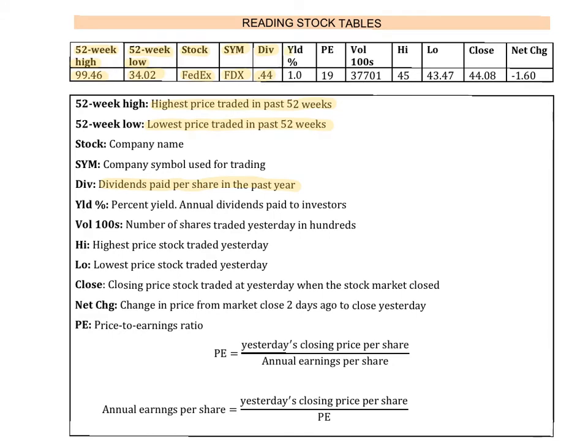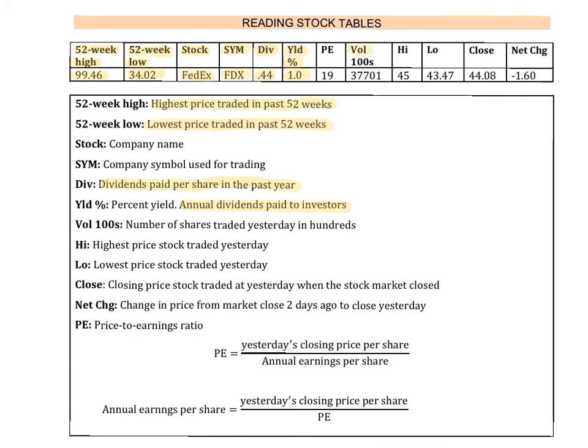The percent yield, so YLD percent, that's the percent yield. For FedEx, it's 1%. That just means that your investment paid 1% interest, or 1% yield. That would be the annual dividends paid to the investors. Kind of think about this, about the interest rate in a savings account. It's usually higher than 1%, so depends on if it's worth it. PE, I'm going to discuss in a little bit. We kind of need to discuss other stuff first.